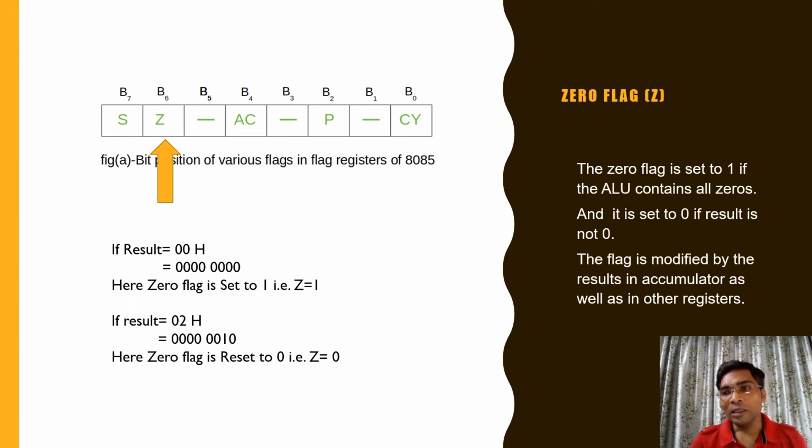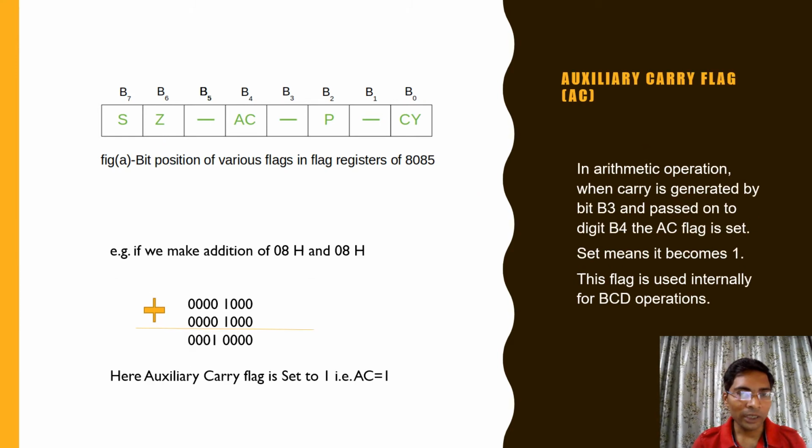Now in the next slide I am going to show you the next flag, that is the auxiliary carry flag. This slide shows you the auxiliary carry flag. The auxiliary carry flag is the third flag in the diagram. The auxiliary carry flag is used internally for BCD operations, meaning whenever a carry is generated from bit B3 to bit B4.